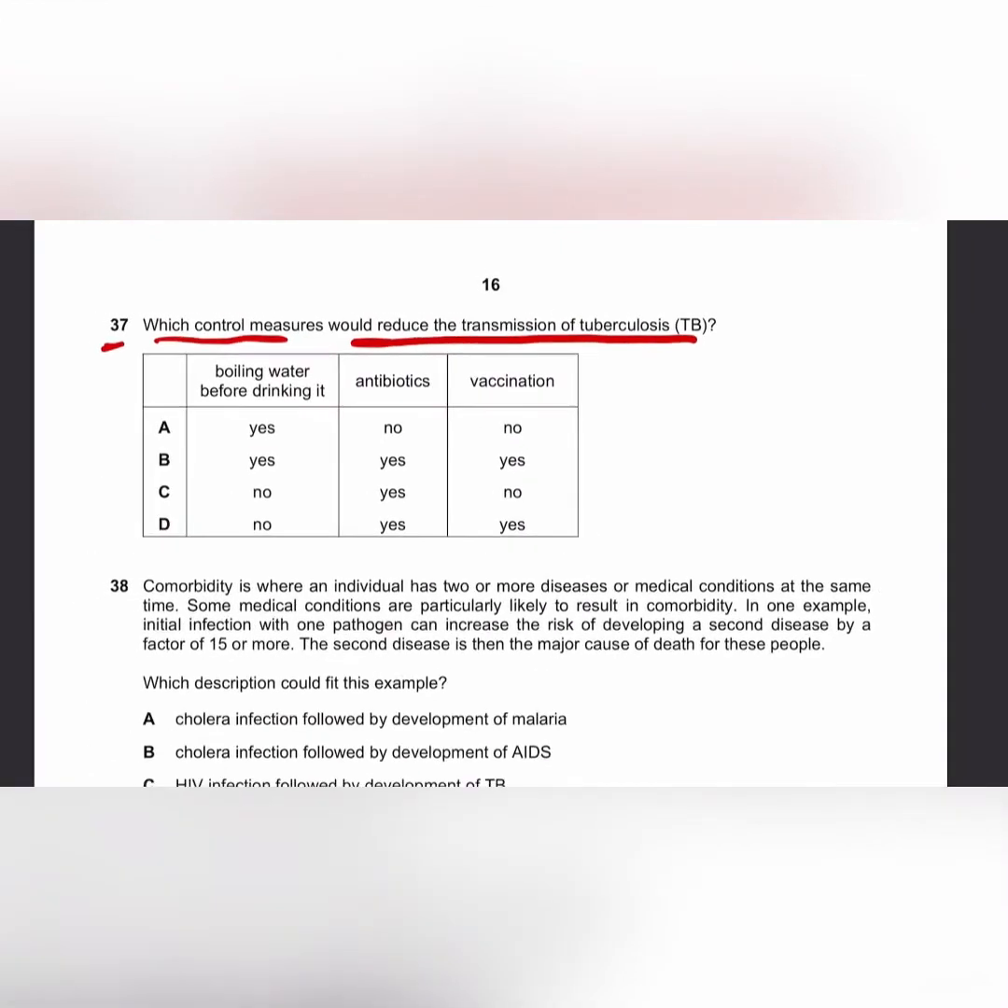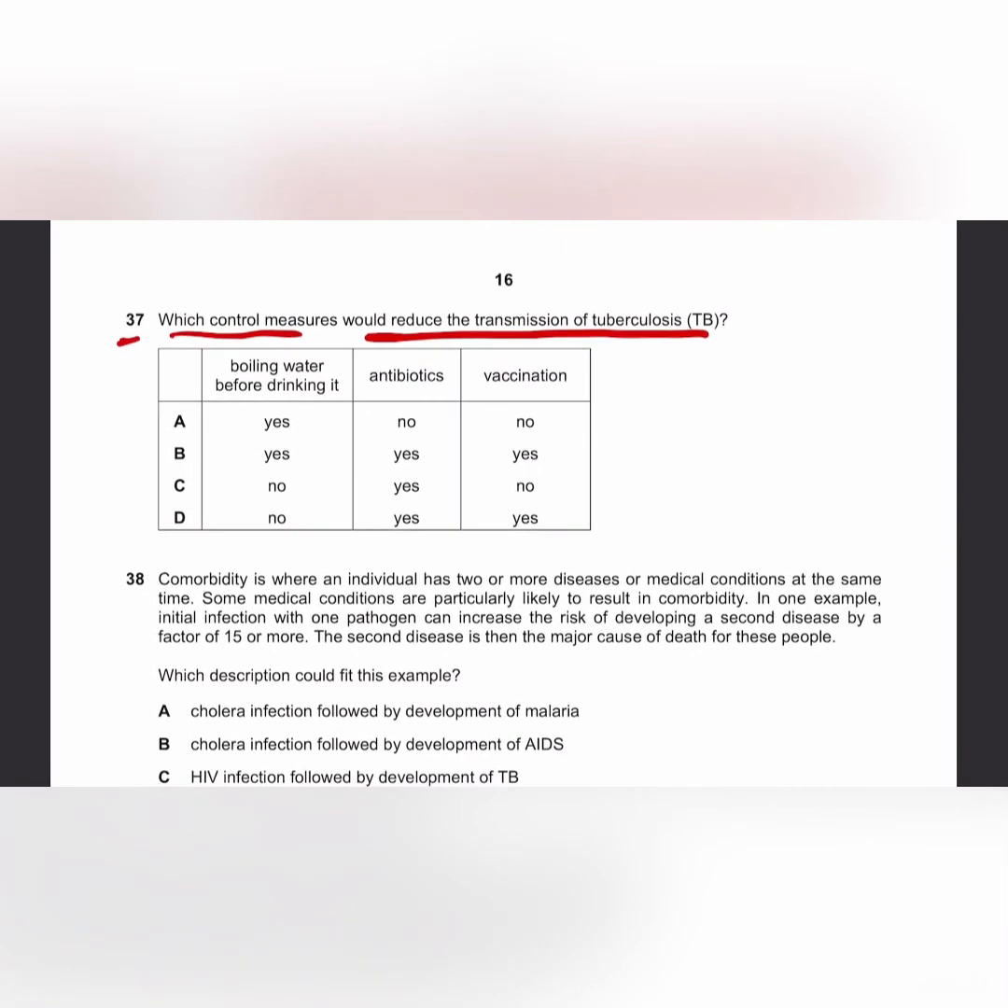37. Which control measures would reduce the transmission of TB? Boiling water before drinking it. Guys, TB is transmitted by respiratory droplets. It's not transmitted via water. So even if you boil the water before drinking it, it will not reduce the transmission of TB. Antibiotics, yes, antibiotics will reduce the transmission of TB because TB is caused by bacteria and antibiotics kill bacteria.